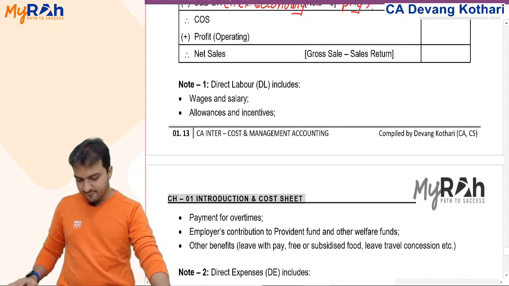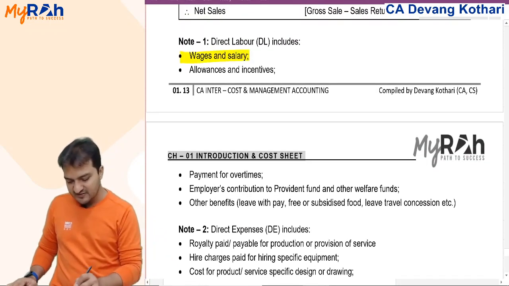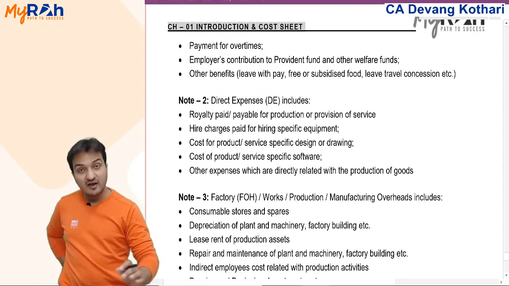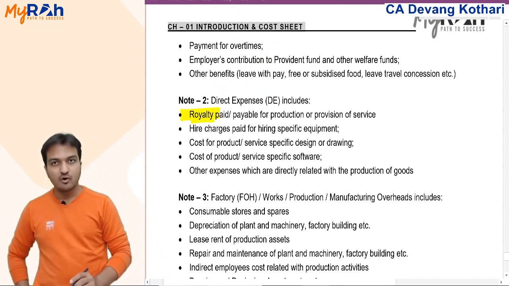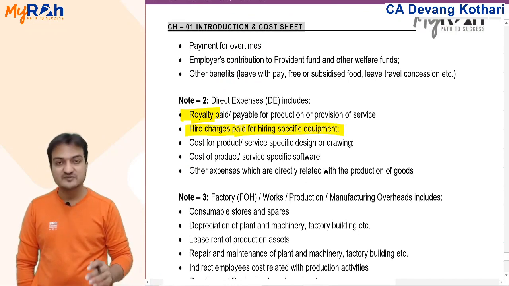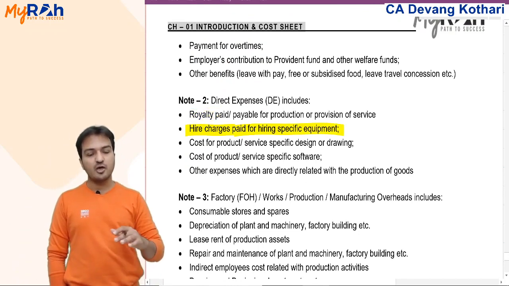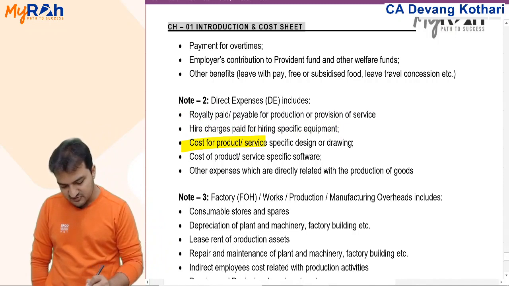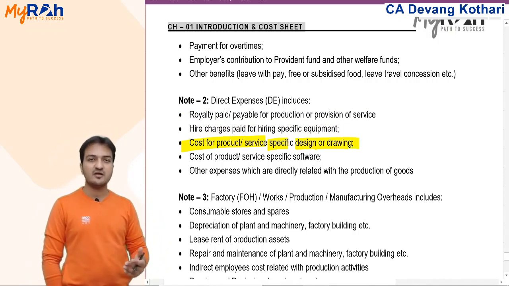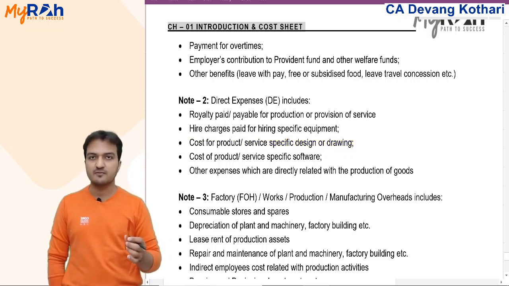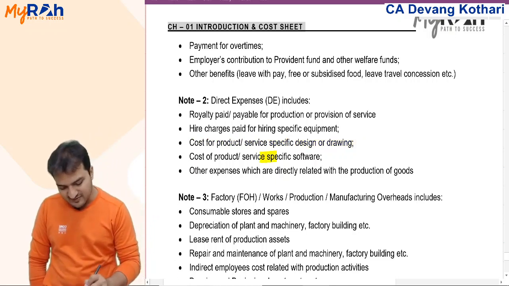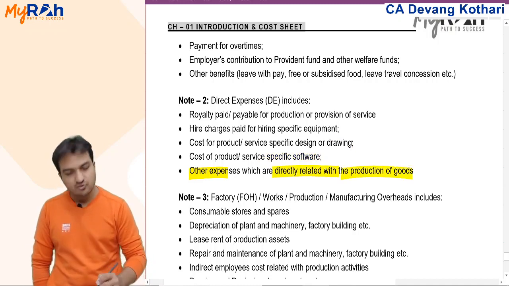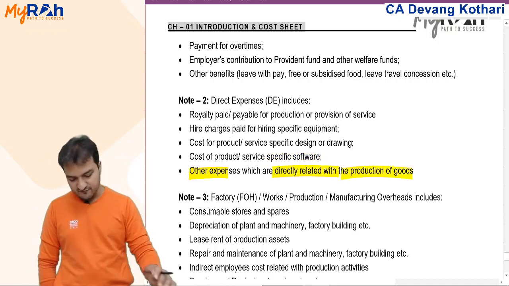Let's also see the notes over here. Note number one says direct labor includes what? Yes, it includes wages and salaries, allowances, incentives, overtimes, etc. Okay, that you can read. Direct expenses includes what? Well, I had given you example. Direct expense includes royalty. Also, it might include hire charges paid for hiring some specific equipment. If I hired some specific equipment for doing only this production, then it is directly incurred for this production. It will include cost of products or service specific design or drawing. If I have incurred any designing cost, drawing cost specifically for this product, it becomes directly related to this product, or any specific software used for this product will become direct expense of the product. Other expenses which are directly related to the production of goods. Yep. We'll see examples in question 5.